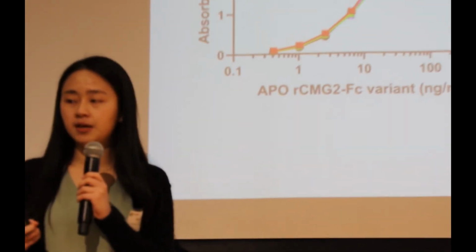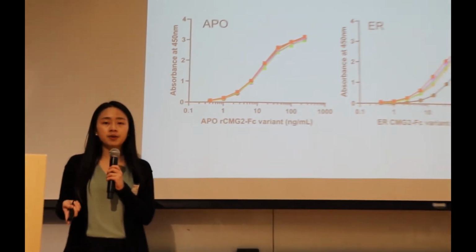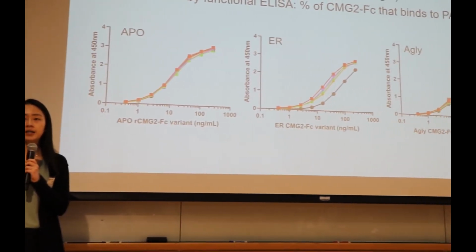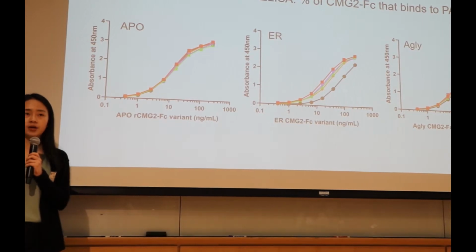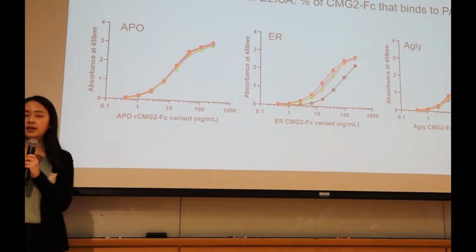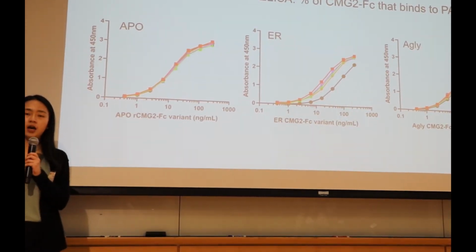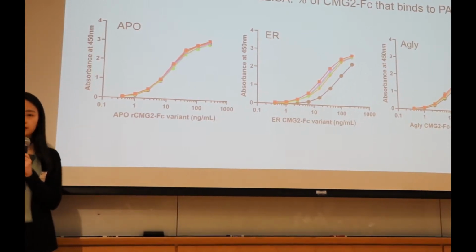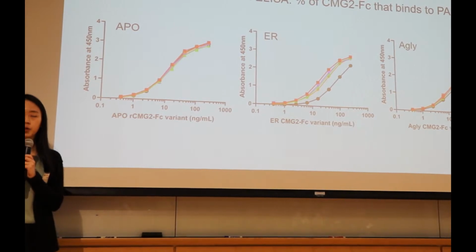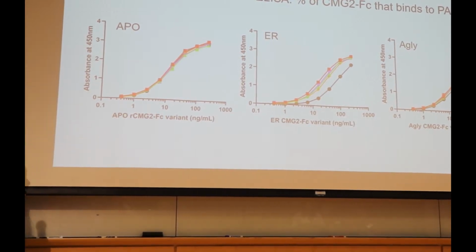And to examine this possibility, I incubated my three variants under identical conditions at 37 degrees for 1 to 3 hours and 20 hours. And at the end of incubation, I did a functional ELISA to quantify the amount of functional protein that still remains active in the sample. And the result is shown on this slide.